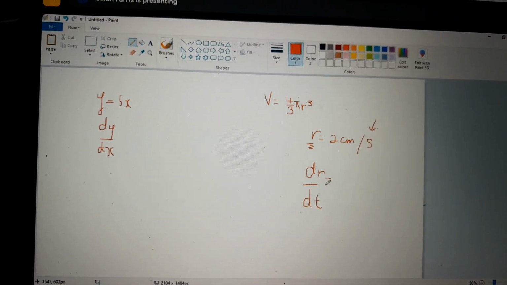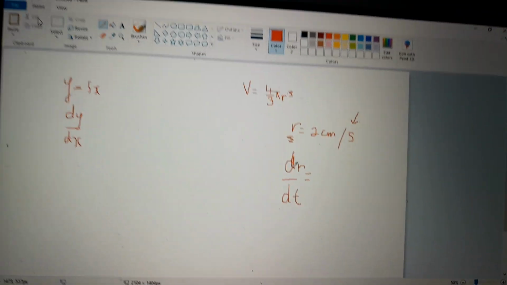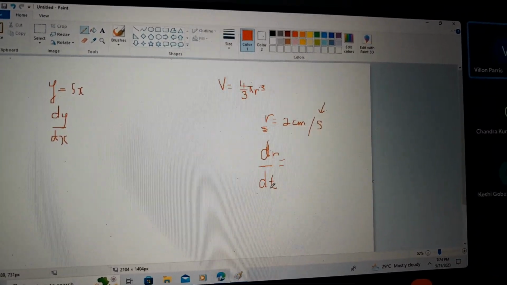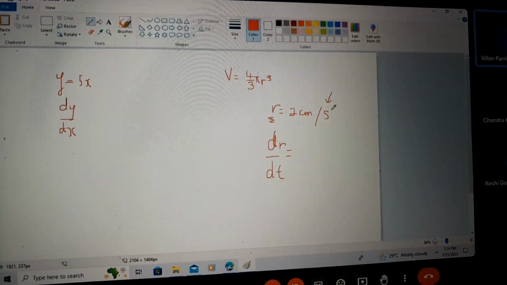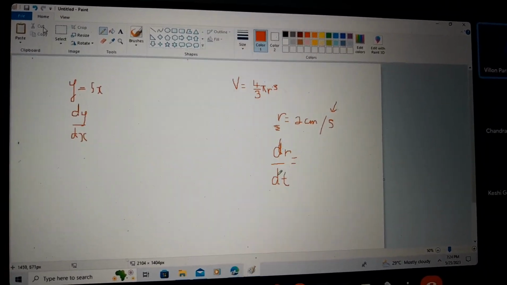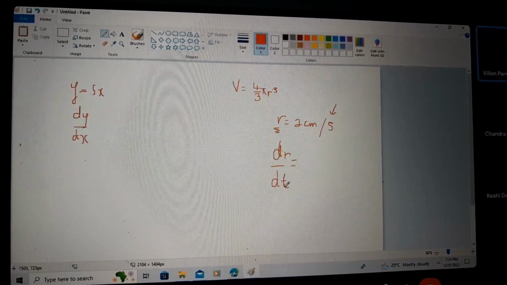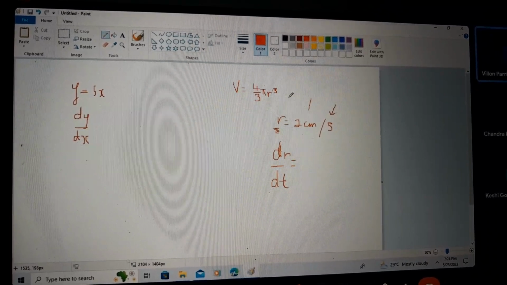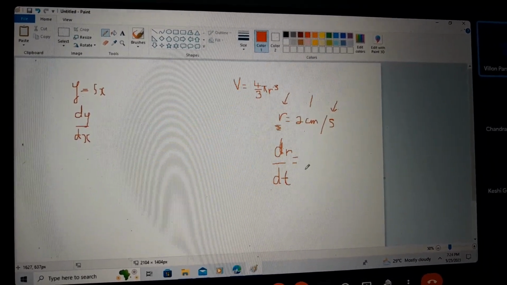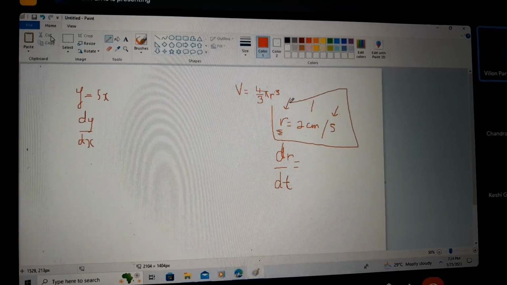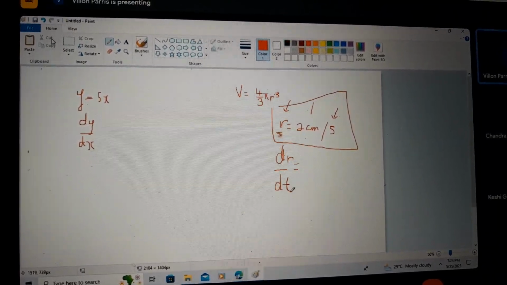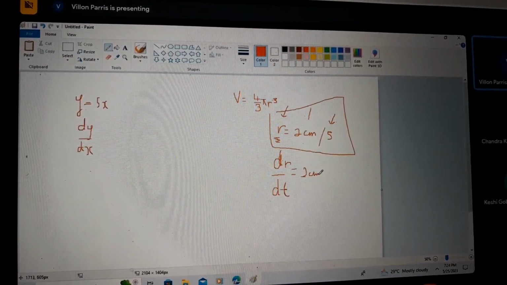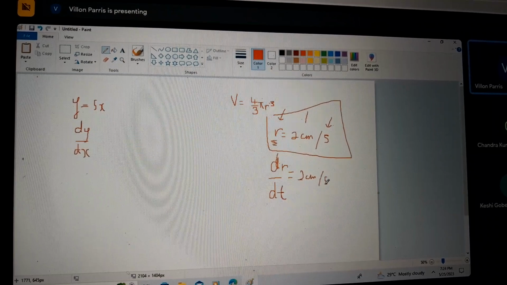So this simply means it's the change of the radius with respect to time as time changes. 1 second, 2 seconds, 3 seconds. So we're not going to represent time in terms of s. We use the letter t to represent time. So dr/dt is the rate of change of the radius with respect to time. So what we're given here, this rate is our rate of change of radius with respect to time. So our dr/dt, they give us that. That's 2 cm per second. Right?